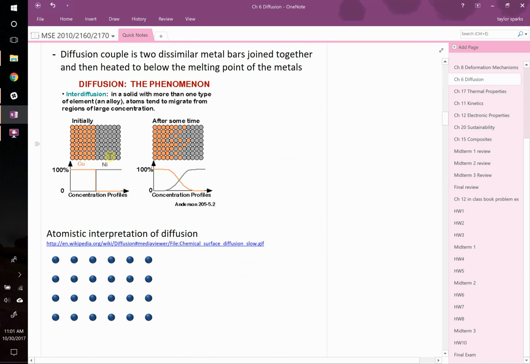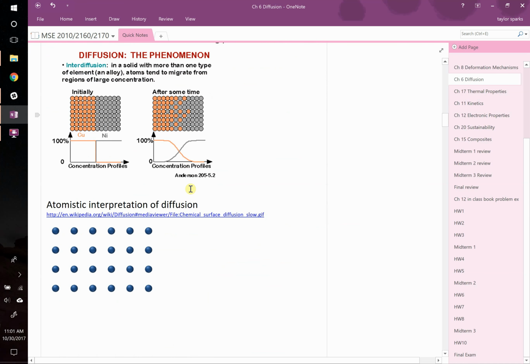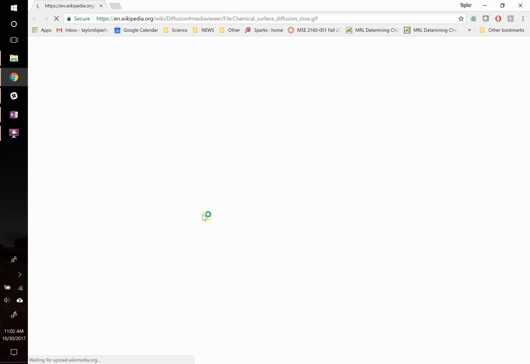So we see evidence of that where, again, initially you've got the two different atoms separate from one another, and as you heat them up, they're going to slowly diffuse into one another. So an interesting way to think about this is in this demonstration here in this video.